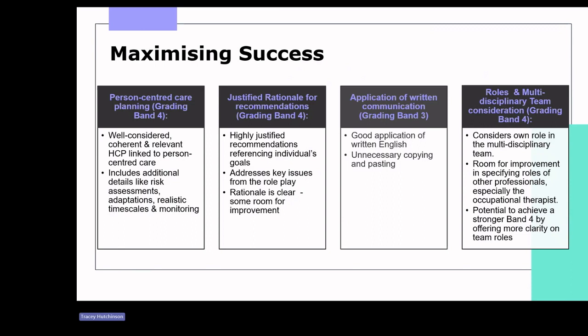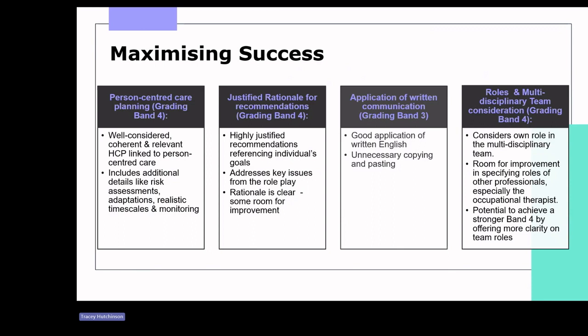And finally, for our next application of written communication, again, evidence of band 3 criteria. While achieving band 4 in clear planning, the student's application of English is not rated as excellent. Some content is copied and pasted unnecessarily. To strengthen the band 4 performance, the student should consider enhanced written communication skills and avoid redundant content.